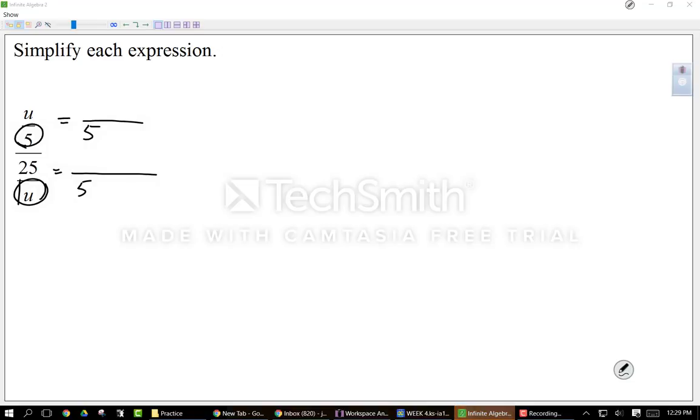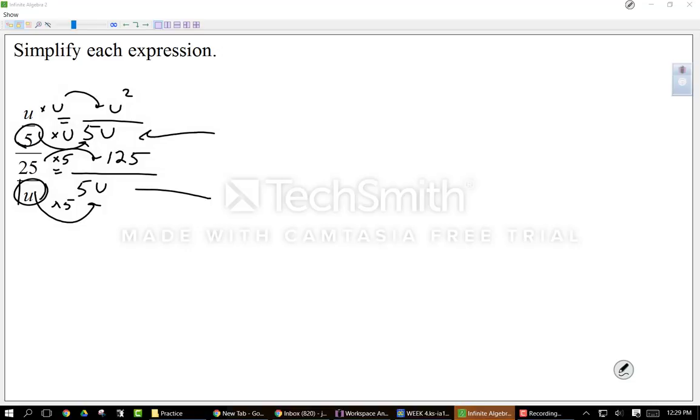And then I have a variable u in the denominator. So that means my common denominator also has to have a u in it. So how did I get from 5 to 5u? I multiplied by u. That gives me u squared up top. How did I get from u to 5u? I multiplied by 5. So I got to multiply by 5 up top. That is 125.